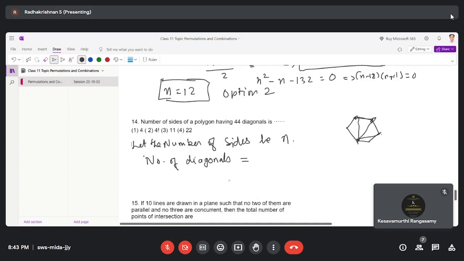So you have to take all the combinations and remove the sides. How many are sides? If you remove that, the remaining will be the diagonals. So totally, how many ways can we pick 2 points from n? nC2, right? So we can pick any 2 points and connect them. That will be either a side or a diagonal. So the total number of diagonals and sides together is nC2. Out of which how many are sides? In an n-sided polygon, n are sides. So nC2 minus n will be the diagonals.